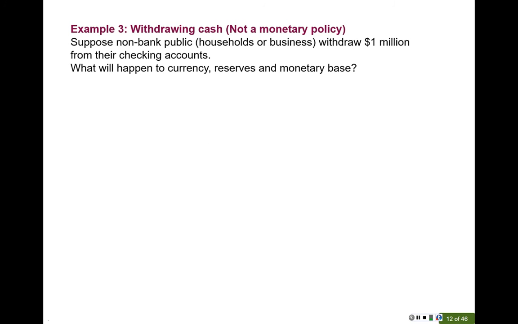Okay, let's look at example 3, how the cash withdrawing may affect monetary base. Here we assume the non-public, like household or business, withdraw $1 million from their account. So what happened to the currency, reserve, and the monetary base? Keep in mind, when the non-bank public withdraw the cash, this is not a monetary policy taken by the Federal Reserve. It's just the action done by the non-bank public.